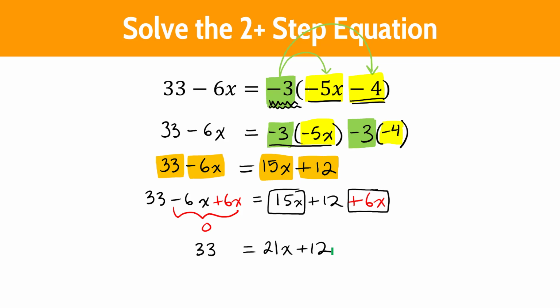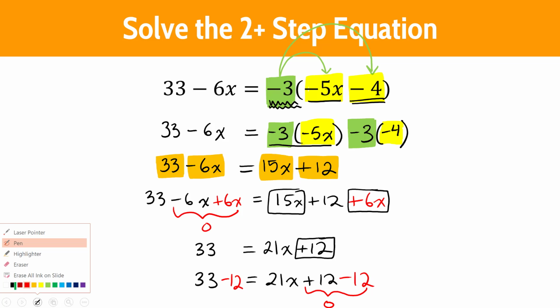Now we can group the constants, so the 33 and the 12. To move a term of plus 12 to the left-hand side, we're doing the opposite operation. So the opposite of plus 12 is subtract 12. We'll start with the original equation, 33 is equal to 21x plus 12. And now I'm going to subtract 12 from the left and the right-hand side. On the right-hand side, the plus 12 minus 12 reduces to 0. On the left-hand side, 33 minus 12 gets us 21.